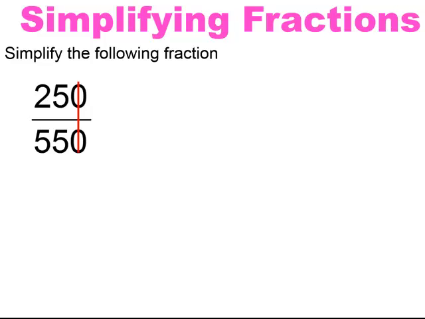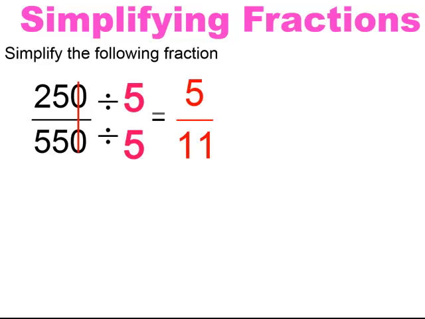Whenever I have a 0 in the numerator and a 0 in the denominator, I can cancel them out, and it makes it easier, or a smaller fraction, to simplify. And then once I cancel them out, I'll divide out the common factor, and in this case it's 5, and I end up with my reduced fraction is 5 over 11.